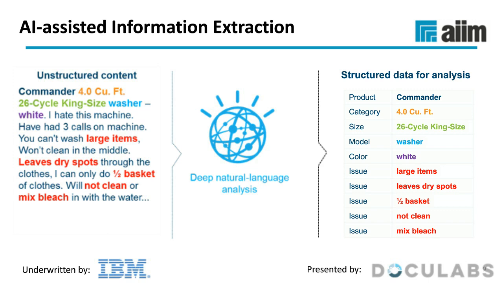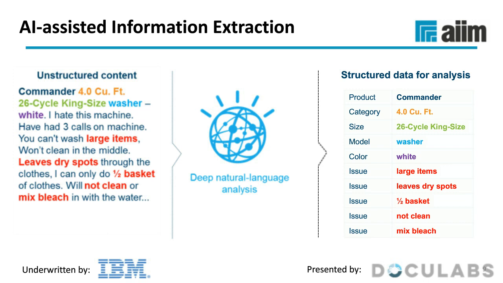So on the left, you have a block of text. Okay, so the word commander, for example, it's a military rank, it's a software product, it's a type of Jeep, it's a movie title, it's the first part of a popular restaurant in New Orleans. It can mean a lot of things. But put it in context. If it's followed by 4 cubic feet, 26 cycle king size washer, well, now then we can determine that it's a washing machine and we can pull off all the issues and even get the sentiment, which is clearly articulated here in the statement, I hate this machine. So that's in a nutshell what cognitive capture can do.